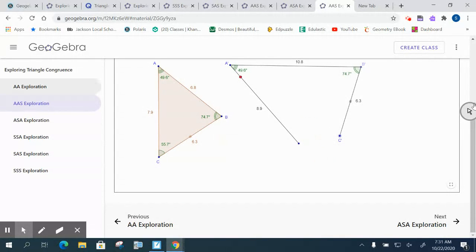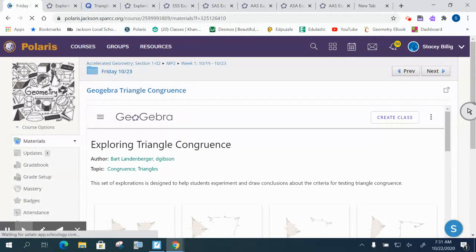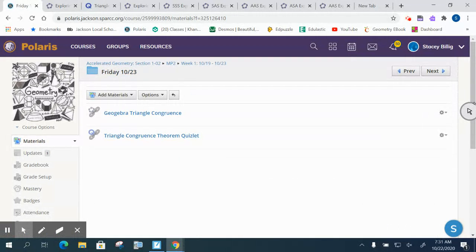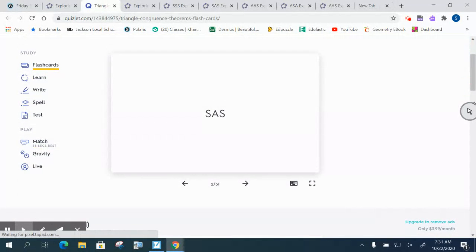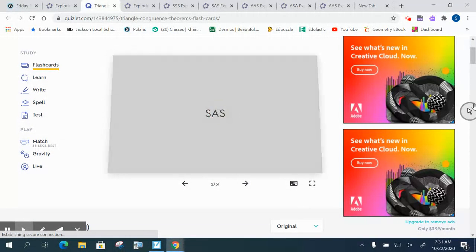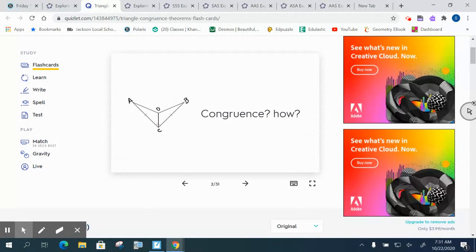Okay, so AA, that is for similarity, so that's not really going to work for congruence. And then the other thing in there was something that I definitely want you to do. I would like you to click on the triangle congruence theorem Quizlet, and go through this Quizlet at least twice. It's going to give you a diagram, congruence, and how. Then you're going to figure out which of the combinations it would be, or if it actually is congruent or not. Go through that at least 2 times, preferably 3 times, or about 20 minutes.